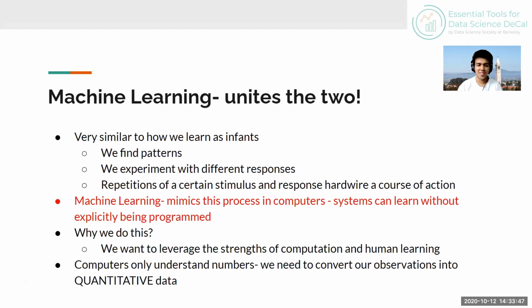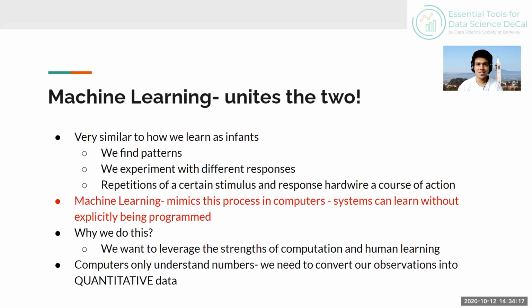Computers don't necessarily do well with qualitative data, because computers in and of themselves are fundamentally made up of ones and zeros, and they can only understand numbers. So we need to find a way of converting the data we have, if it is qualitative, into quantitative. A way of doing that would be, for example, if you see an image, we can convert it into pixel values that we can pass to a computer that can find patterns in those pixel values.